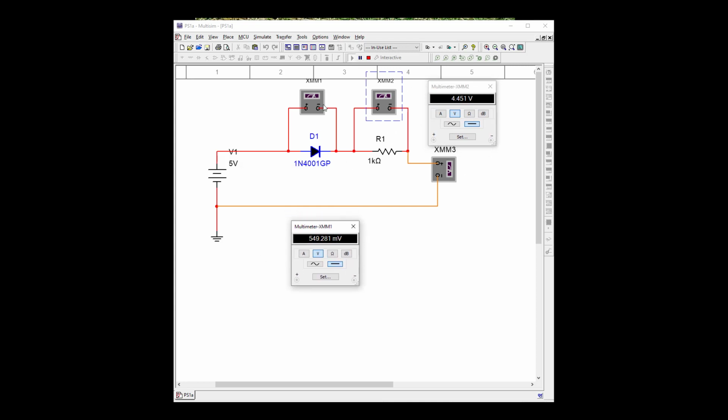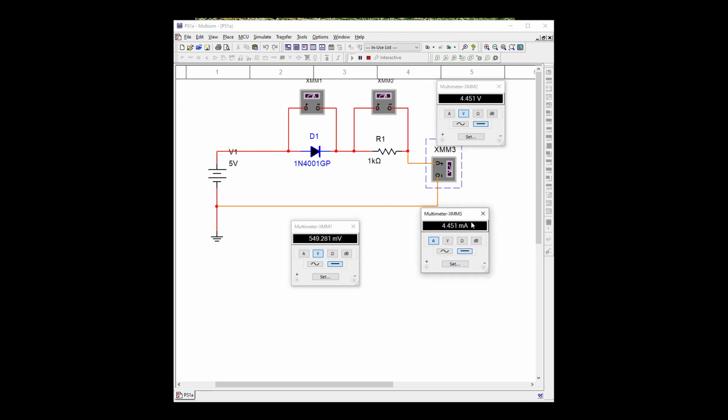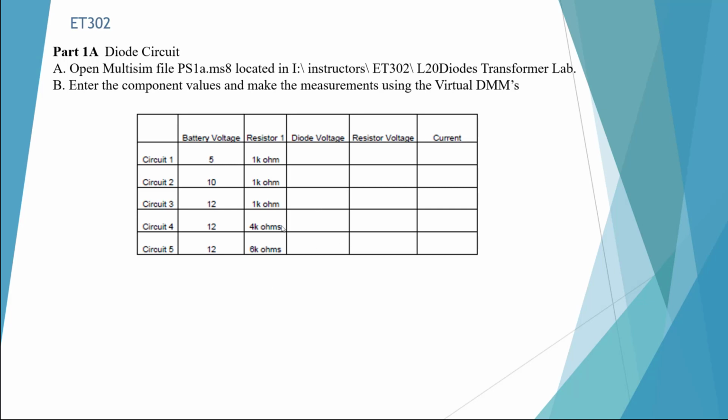Okay, so the voltage on our diode is going to be about 0.549 volts, reasonable. The remaining voltage will be left onto our resistor, and our current will be based on the voltage through the resistor. For our lab, we need to run our circuit and record the diode voltage, the resistor voltage, and the current, and then make changes either to the voltage on the battery or the resistance.